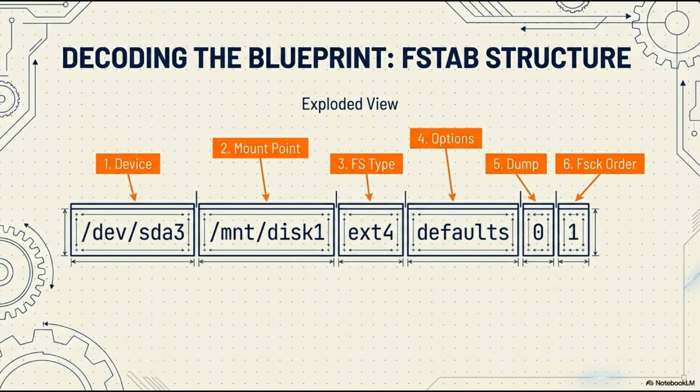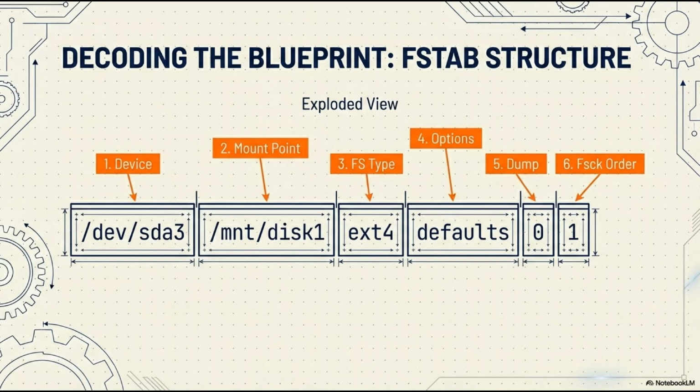It looks like a spreadsheet with 6 columns. I think we need to walk through these because getting one wrong can cause big problems. Let's do it. Column 1 is device. What are we mounting? /dev/sdb1, or even better, a UUID. Okay. Column 2 is the mount point. Where is it going? The directory. So what and where? That's familiar.